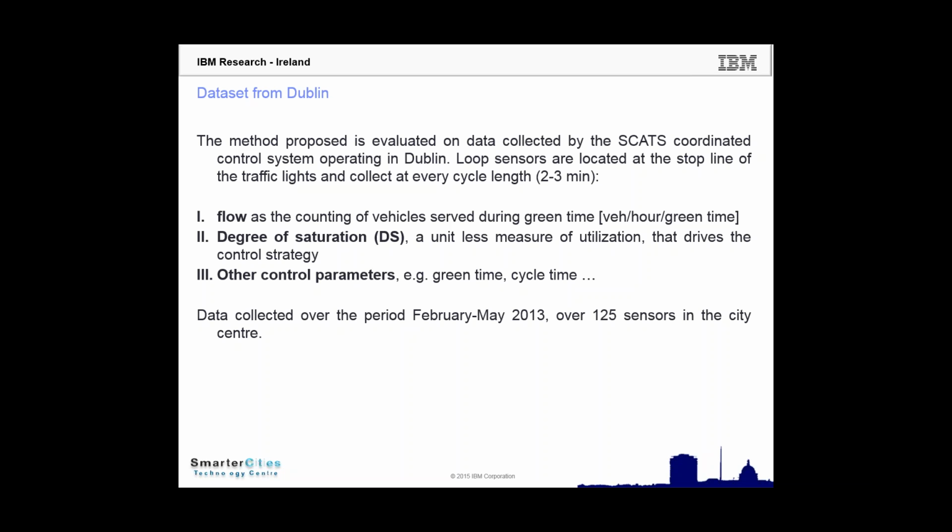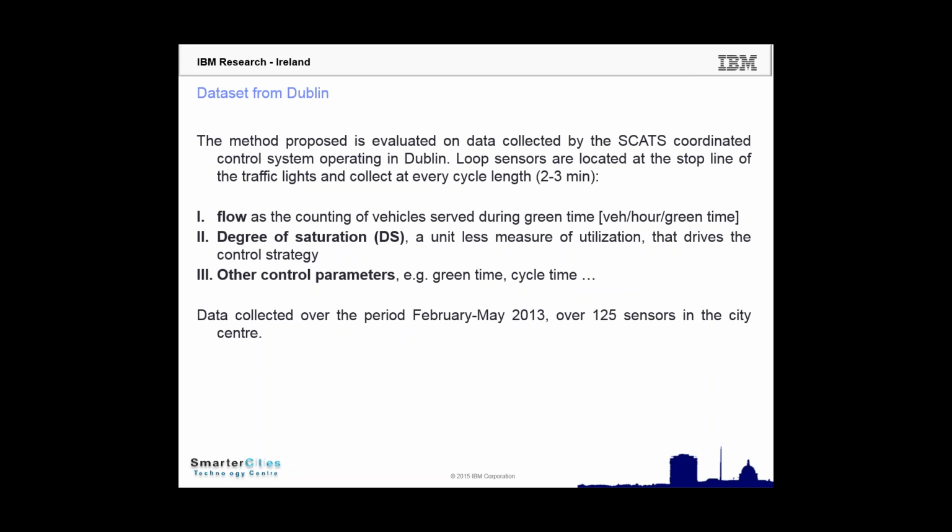So these sensors collect flow as a normal counting of vehicles that are served during the green time. Then the degree of saturation, which is a unitless measure of how efficiently the green time has been used during the last cycle length. In theory, if the degree of saturation is equal to 100, then the traffic light is working at the saturation level. If the degree of saturation is lower than 100, the system is working in undersaturated condition. If it is higher than 100, the system is in oversaturated condition.